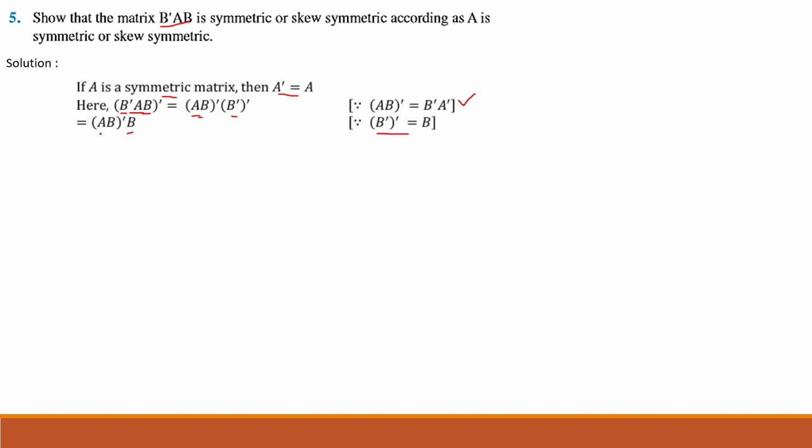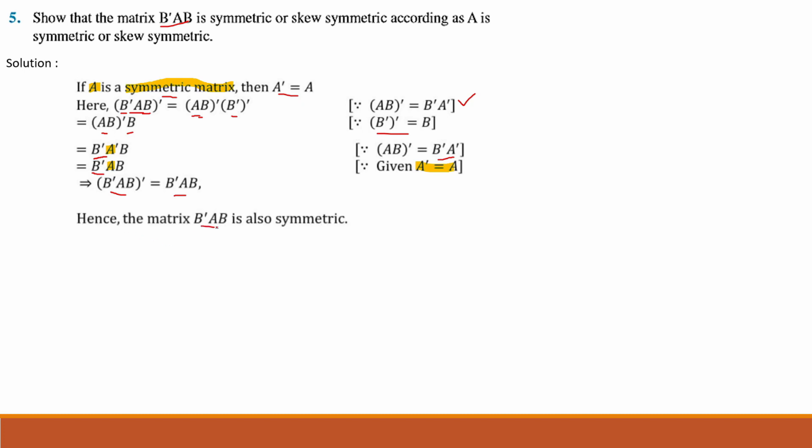Again यहाँ पर A into B the whole transpose we can write it as B transpose into A transpose into B, and we have considered that A is a symmetric matrix. So therefore A dash को हम लोग A लिखेंगे which is B dash into AB. तो अब यहाँ पे दोनों भी सेम है, that means इसका ट्रांसपोज करेंगे तो ये सेम आएगा. So therefore B dash into AB is also a symmetric matrix if A is a symmetric matrix. This is for the first condition.